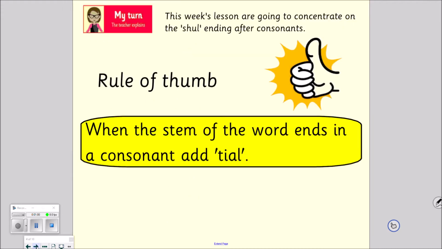So, to remind us, we learned yesterday how the sh sound can actually be spelt in different ways, which makes it quite tricky. However, we did come across a rule that works most of the time, and that is that you can add on the tial sh ending after a consonant. So when the stem of the word ends in a consonant, add tial.